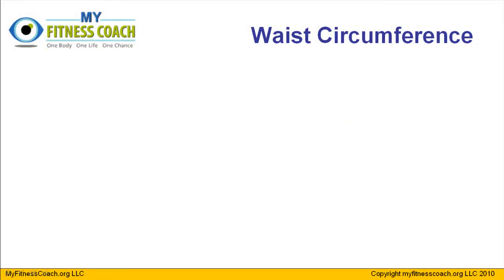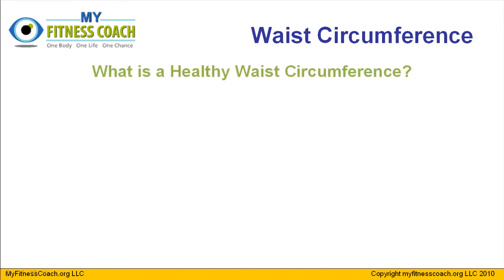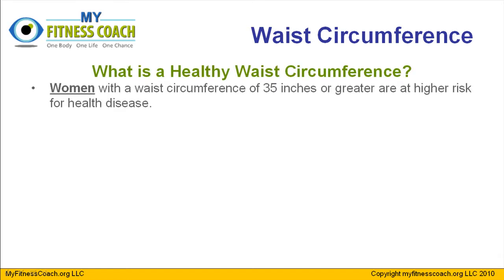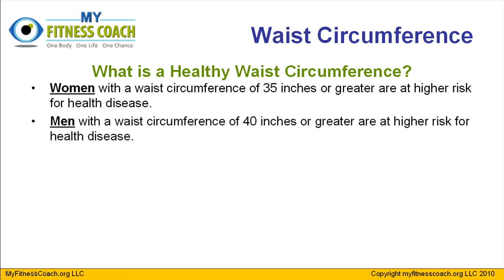Now that you understand how to take an accurate measure of your own waist from home, the next question we have to answer is, what is a healthy waist circumference? For women, a waist circumference of 35 inches or greater puts you at high risk for health disease. For men, a waist circumference of 40 inches or greater puts you at high risk. So obviously, for you ladies, you want to have a waist circumference of less than 35 inches, and for you guys, less than 40 inches.